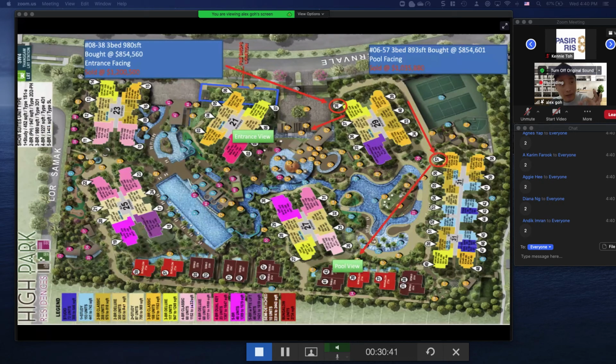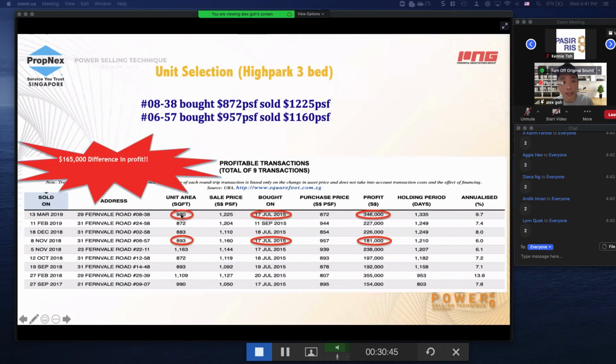Okay, so now we see the result. 0838 is the entrance facing. 0838 made $346,000. 0657 made $181,000. So in fact, you all chose the wrong one. Why? The question is now, why does the entrance facing, the lousy facing, make more money?